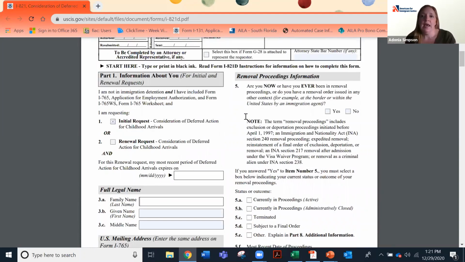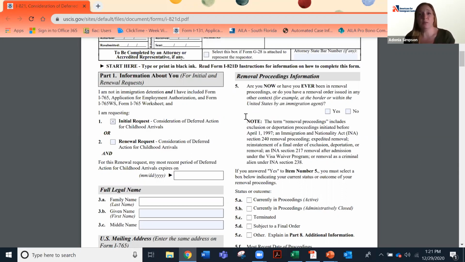Next, a really important thing: are you now or have you ever been in removal proceedings, or do you have a removal order against you? Something that I often see happen on applications for Deferred Action for Childhood Arrivals is that applicants, when they were really young, actually did encounter immigration at entry, and they may have a removal order from maybe a dozen years ago. So make sure you're double checking that there was no contact with immigration at any point. If there was, it might be a good idea to do something called a Freedom of Information Act request, which is to get a copy of all the immigration files and documents regarding your case, which is extremely helpful just to ensure that there are no issues.